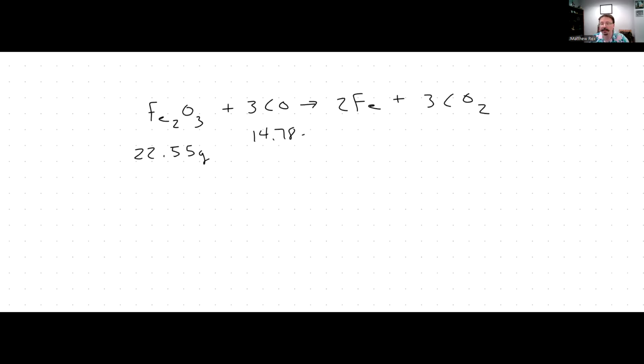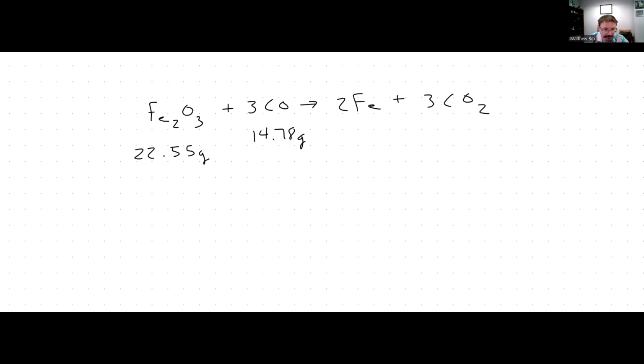All right, reactions. We've got this reaction right here. Iron 3 oxide reacting with carbon monoxide and giving us 2 irons and 3 CO2s. And we're told that we started with 22.55 grams of this and 14.78 grams of that. And we want to know what's the limiting reactant. So the way I'm going to do this is find out how many moles of each of these I have and then compare them both to the same product.